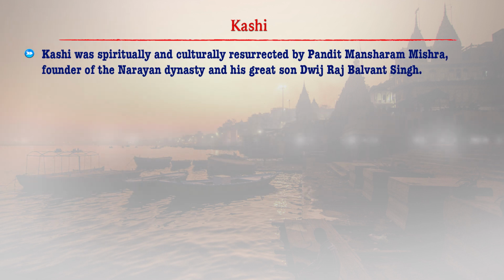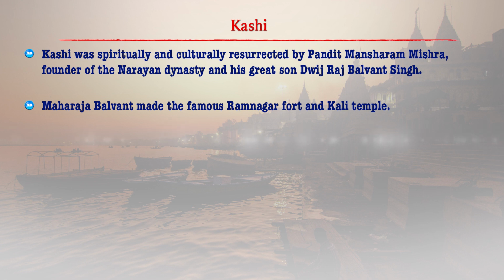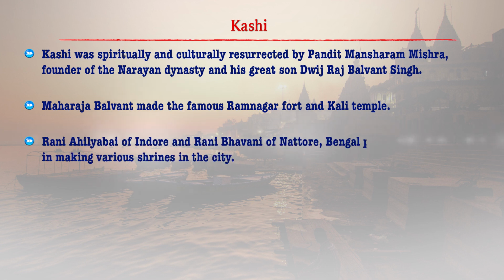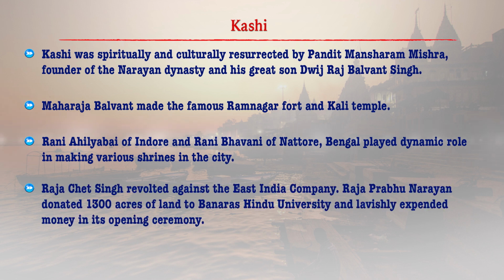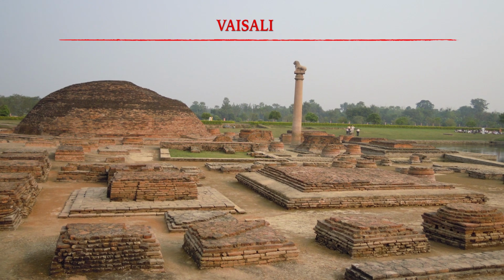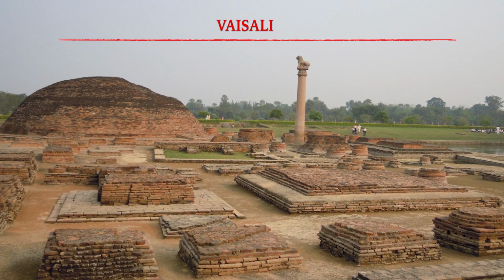Kasi was spiritually and culturally resurrected by Pandit Mansa Ram Mishra, the founder of the Narayan dynasty, and his great son Dwijraj Balwant Singh. Maharaja Balwant made the famous Ramnagar fort and Kali temple. Rani Ahilyabai of Indore and Rani Bhavani of Natore, Bengal played a dynamic role in making various shrines in the city. Raja Chet Singh revolted against the East India Company. Raja Prabhu Narayan Singh of Kasi donated 1300 acres of land to Banaras Hindu University and lavishly spent money on its opening ceremony.